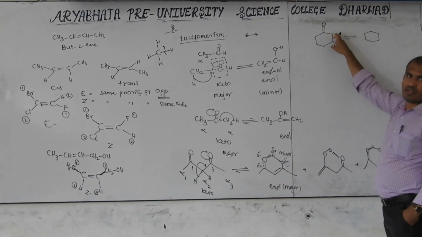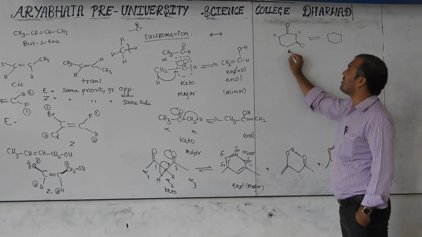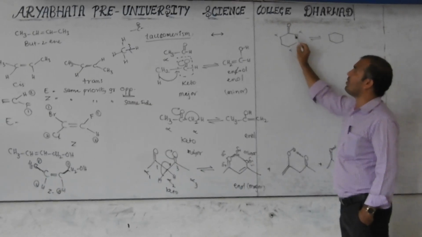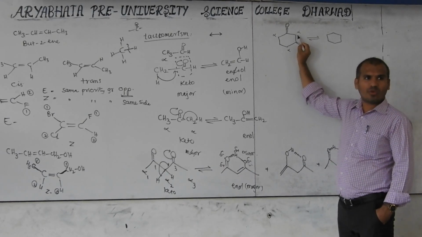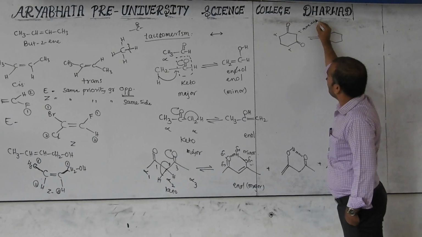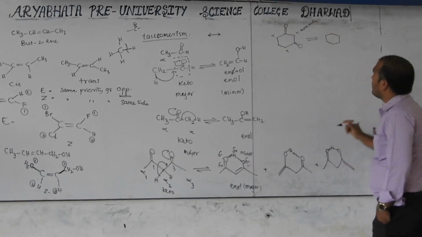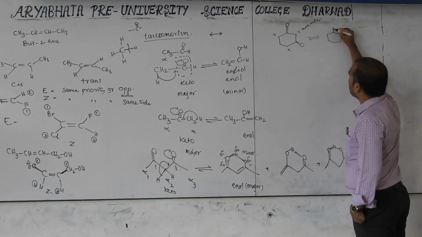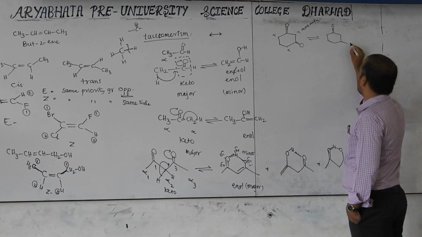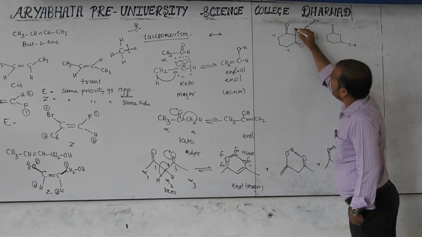Total here: this is alpha, this is alpha, this is also alpha, this is also alpha. Now, which alpha is more acidic? The alpha hydrogens between the two keto groups are more acidic, because of two electron withdrawing groups. These are less acidic because only one side has electron withdrawing groups. Then I am writing the major product first. Here one hydrogen, second hydrogen.